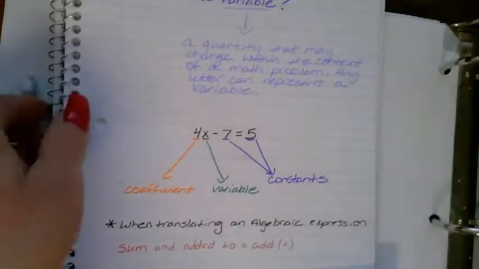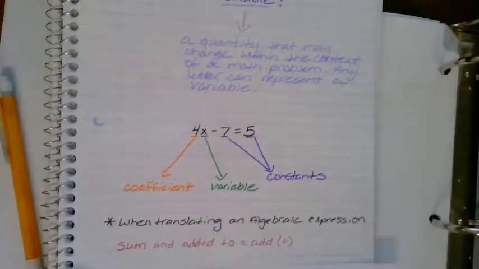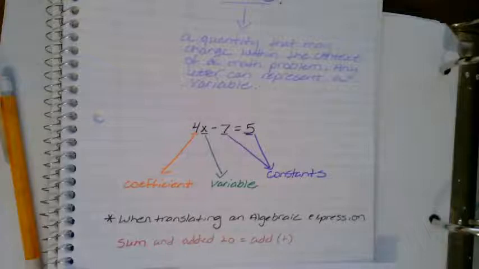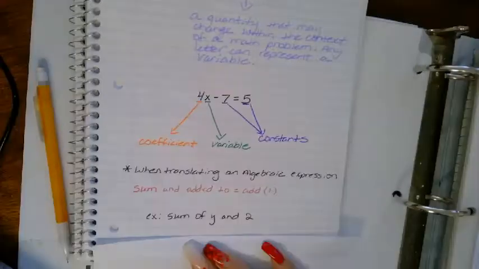When translating an algebraic expression, if you see the word sum and added to, that means that you're adding. Since we're dealing with translating expressions, that means writing them. So you're going to get words thrown at you and you're going to write them as an expression. And we will do examples, so don't worry. Write that down: sum and added to equal add, or your plus.